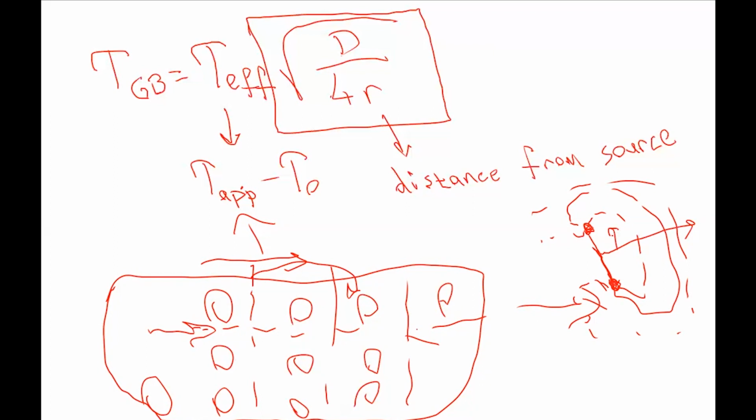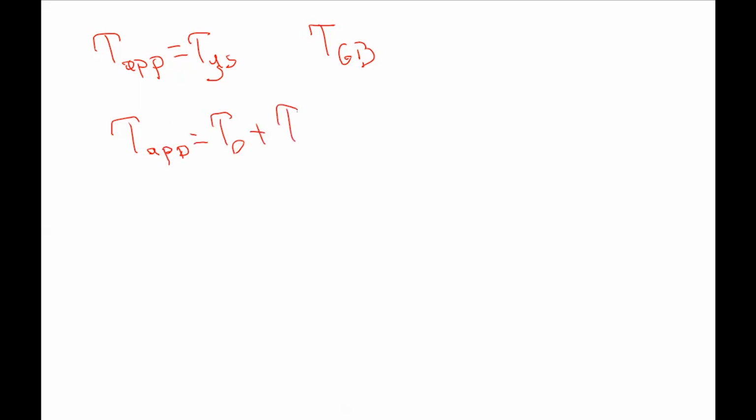All right, so grain boundary strengthening. Let's assume that bulk yielding, so tau applied is equal to the yield stress, occurs at the critical value of tau grain boundary. We can rearrange the equation as tau applied is equal to tau 0 plus tau grain boundary times r divided by d.